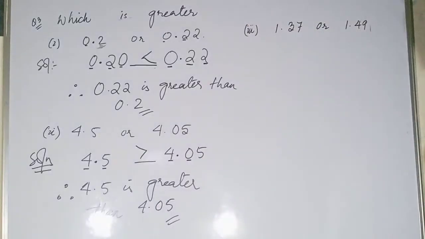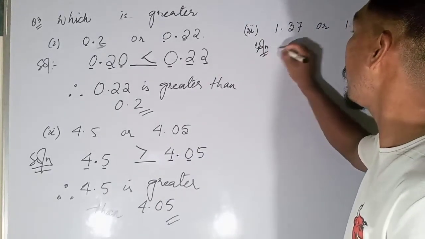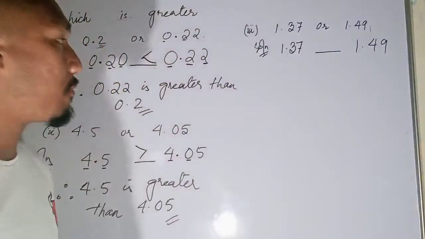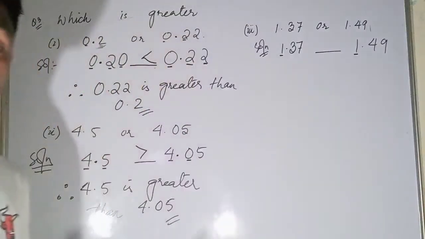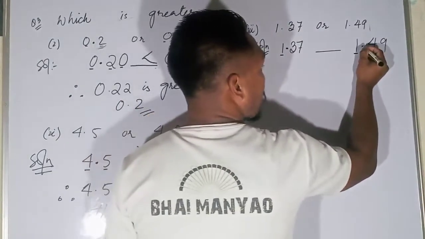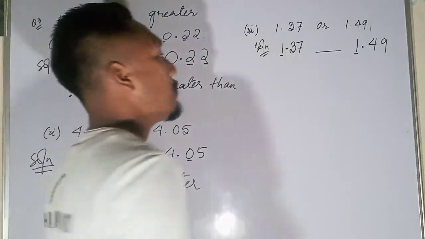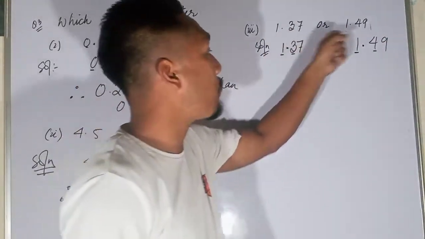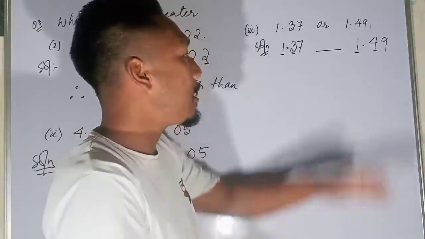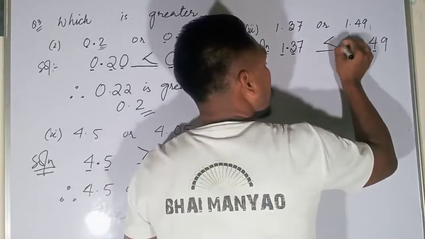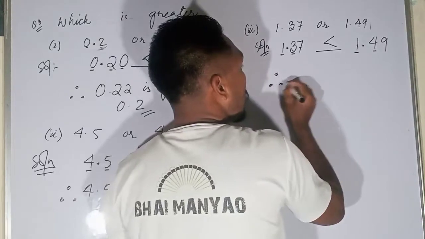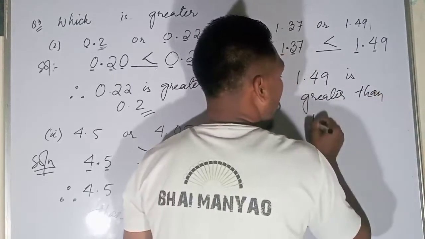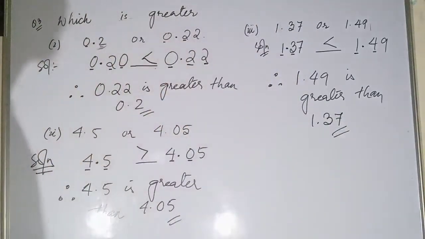Next we have another pair of numbers: 1.37 and 1.49. Here we have a 1 and a 1, they are equal. Then we have a point here and a point here, equal again. Now we compare the next number. Here we have 3 and here we have 4. Which one is bigger, 3 or 4? 4 is bigger, so our comparison stops there. That means 1.49 is bigger. Therefore 1.49 is greater than 1.37.